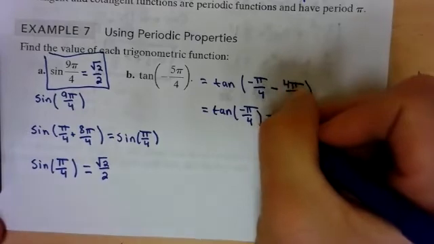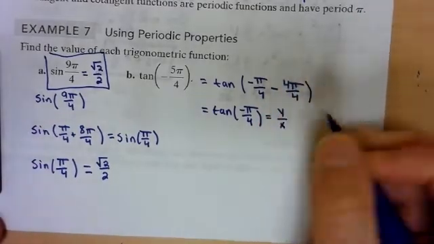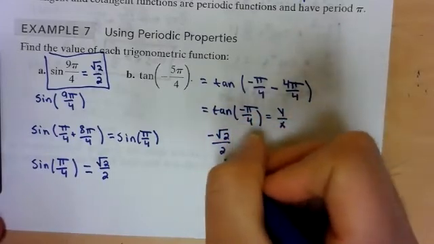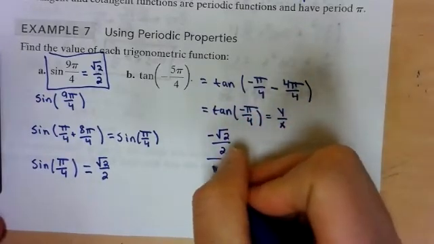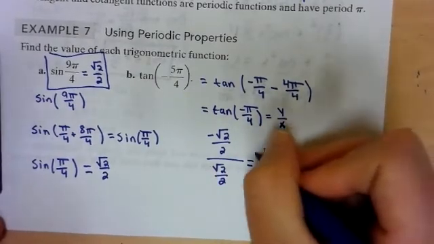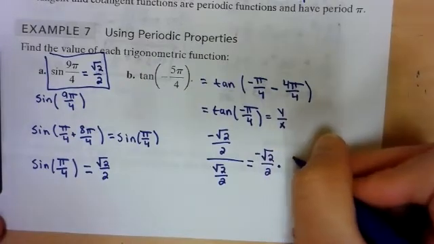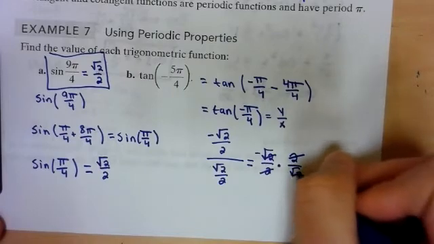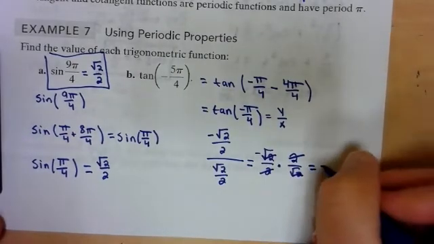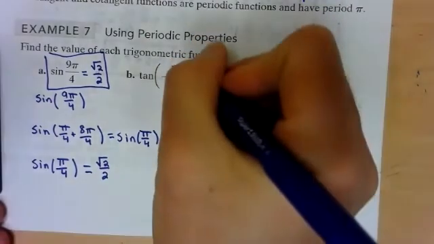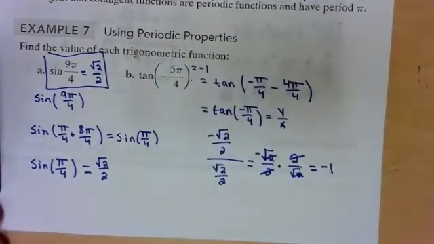Remember that tangent is y over x. So in this case, y is negative root 2 over 2, and we're dividing it by x, which is also root 2 over 2. When we do our division here, it's negative root 2 over 2 times the reciprocal of 2 over root 2. And what's nice here is everything divides out, except for that negative. They divide out because they equal 1. So tangent of negative pi over 4 is negative 1, which means that tangent of negative 5 pi over 4 is negative 1 as well.